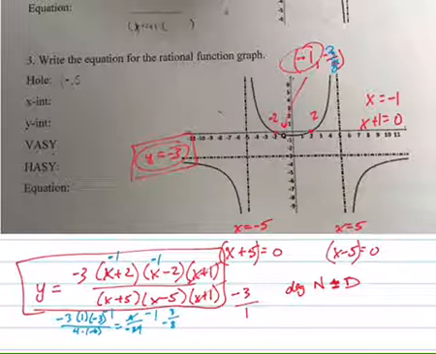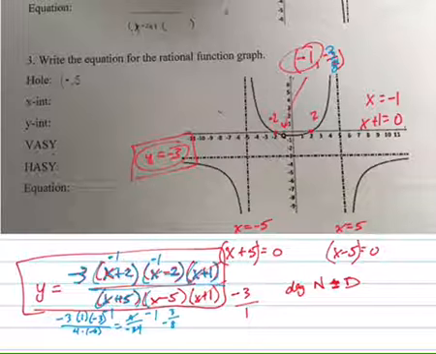So that's correct. Your answer is -3 times x plus 2 times x minus 2 times x plus 1, all over x plus 5 times x minus 5 times x plus 1. That is your answer.